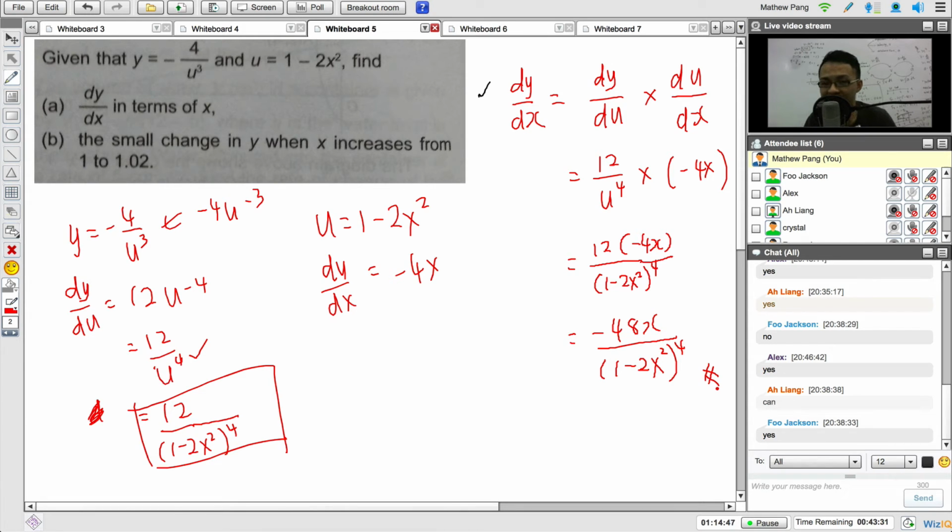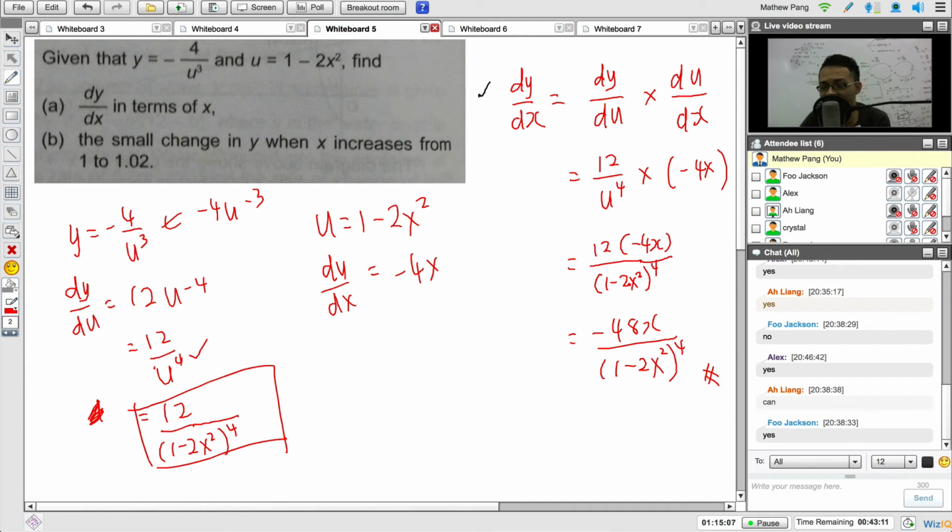Alright, it's not really hard. If you understand about the chain rule, you just write the chain rule and then you try to get all you want from the information it gives you. If it gives you y and u over here, you know this is dy du. If the question gives you u and x here, you know this is du dx. Then you just substitute into here.